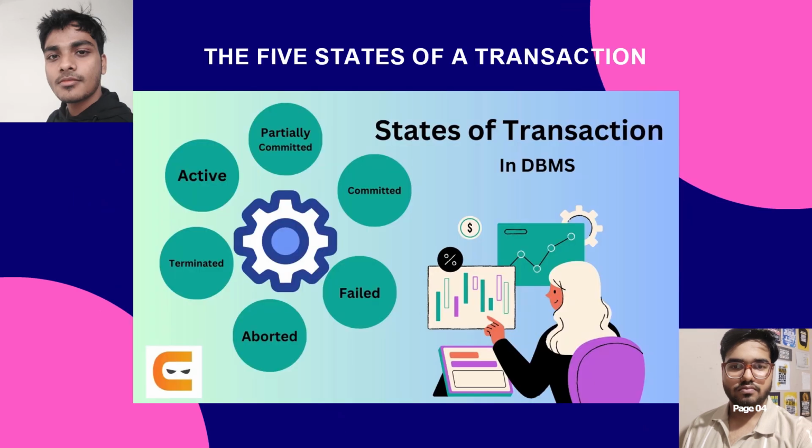There are five main states in a transaction's lifecycle: active, partially committed, committed, failed, and aborted. Each of these represents a specific stage from when a transaction starts to when it completes successfully or fails.